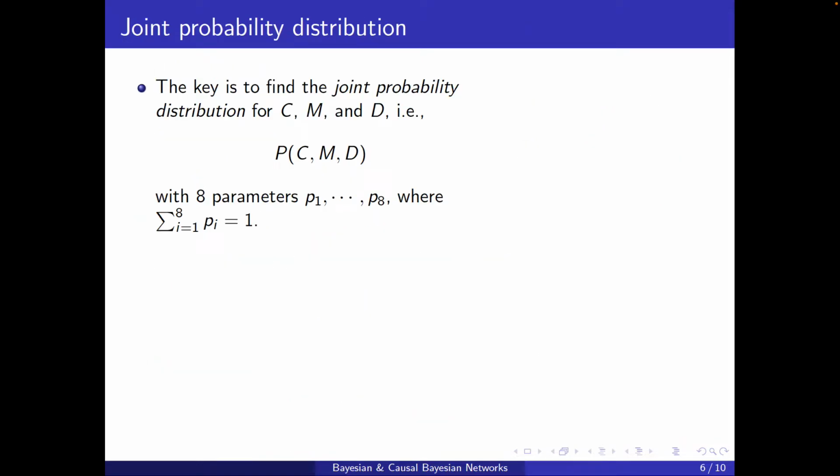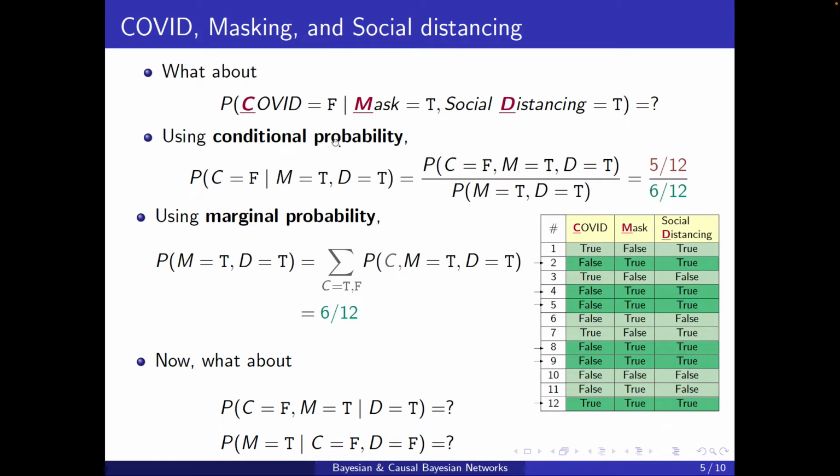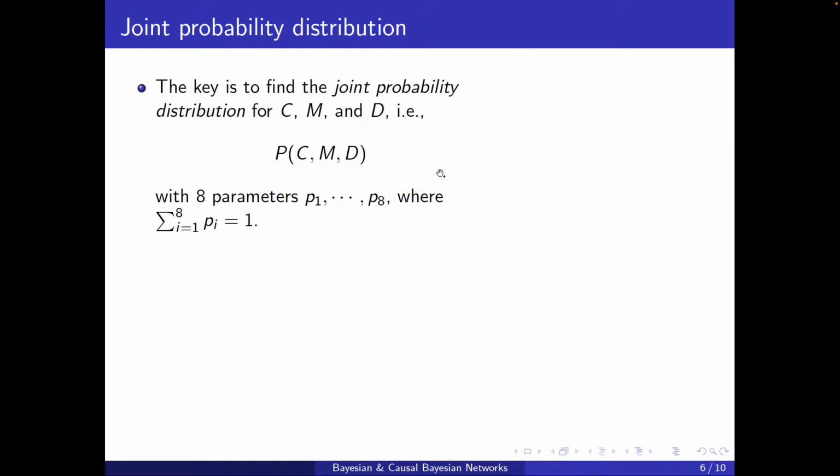The key appears to be the joint probability distribution. If I know P of CMD, this joint distribution, then I can answer any inquiry. Because as you see, first I can turn that conditional probability into a fraction of two non-conditional probabilities, and for the one that appears in the denominator, I can use a marginal probability to calculate it. Both of them are based on this whole joint complete probability. So I just need to calculate this. If I know this, then I'm done.